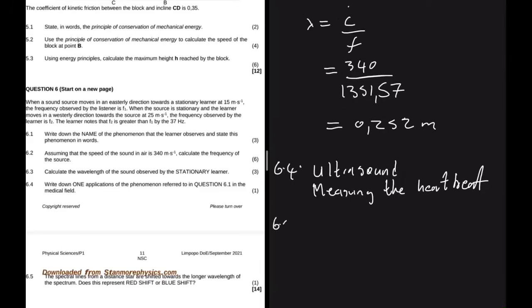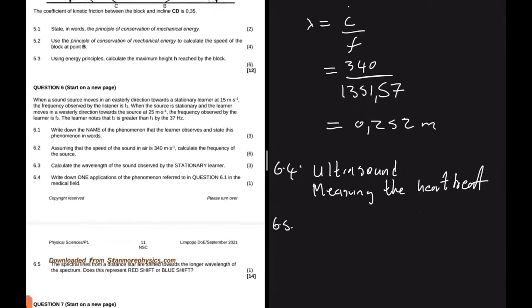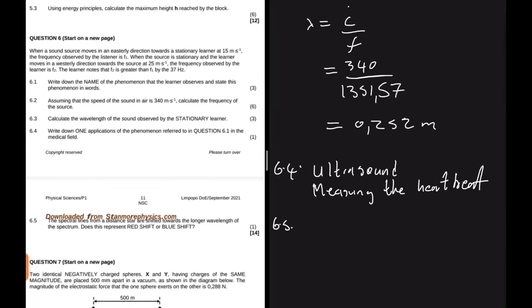And then 6.5 says the spectral lines from a star are shifted towards the longer wavelength of the spectrum. Does this represent redshift or blue shift? So longer wavelength, that is red shift. If it's shorter wavelength, then that is blue shift.